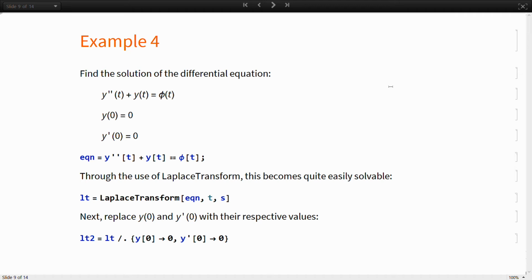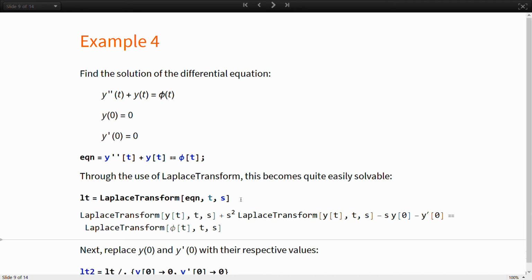Consider the second-order non-homogeneous differential equation here, where the non-homogeneous term is now an arbitrary function of t. A set of initial conditions on the solution and its first derivative at t equals 0 are provided as well. To find the solution, first define the differential equation in the Wolfram language. With the equation defined, apply the Laplace transform to the entire equation.